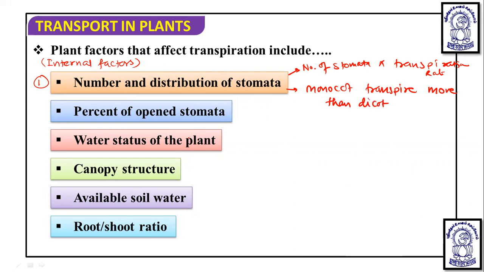Then next we talk about the percent of open stomata. Obviously, if the number of open stomata is more, the transpiration will be more. So it is directly proportional to the rate of transpiration.